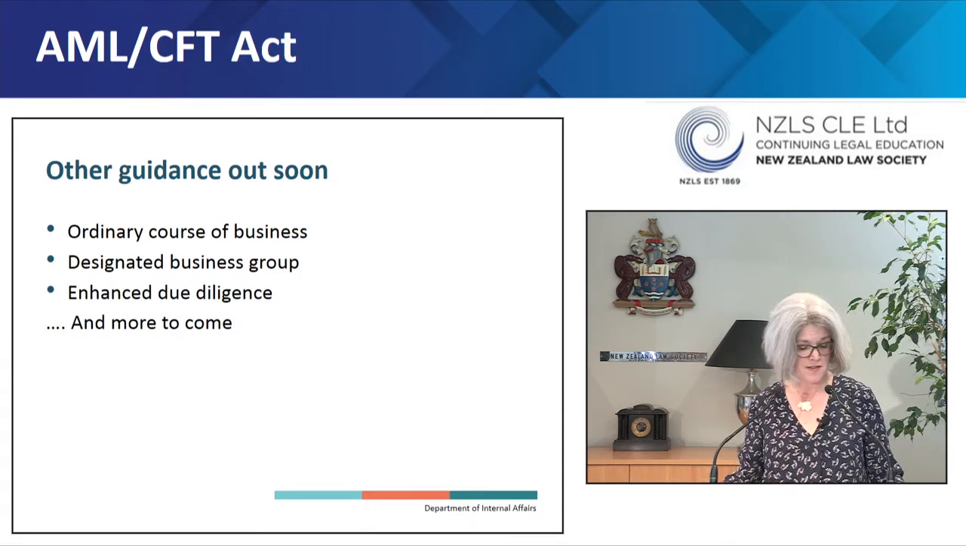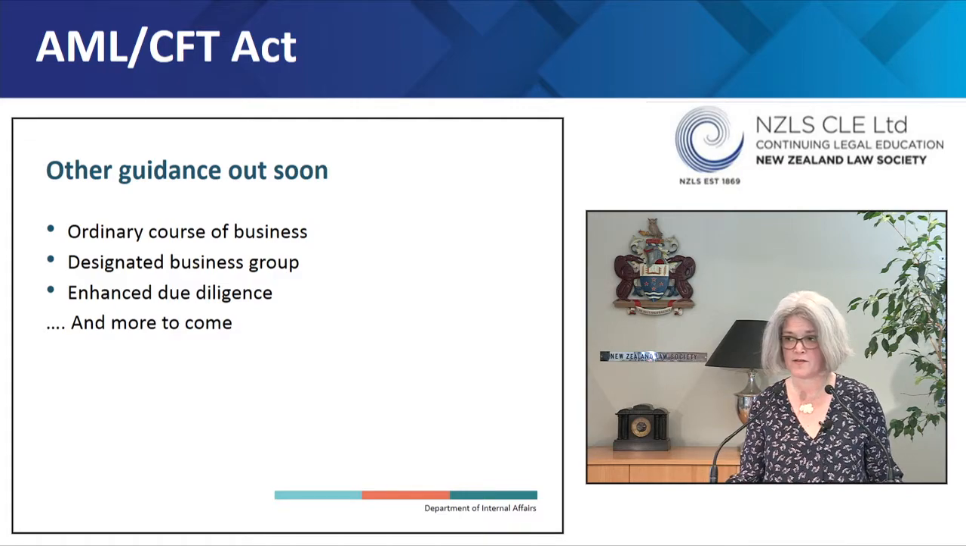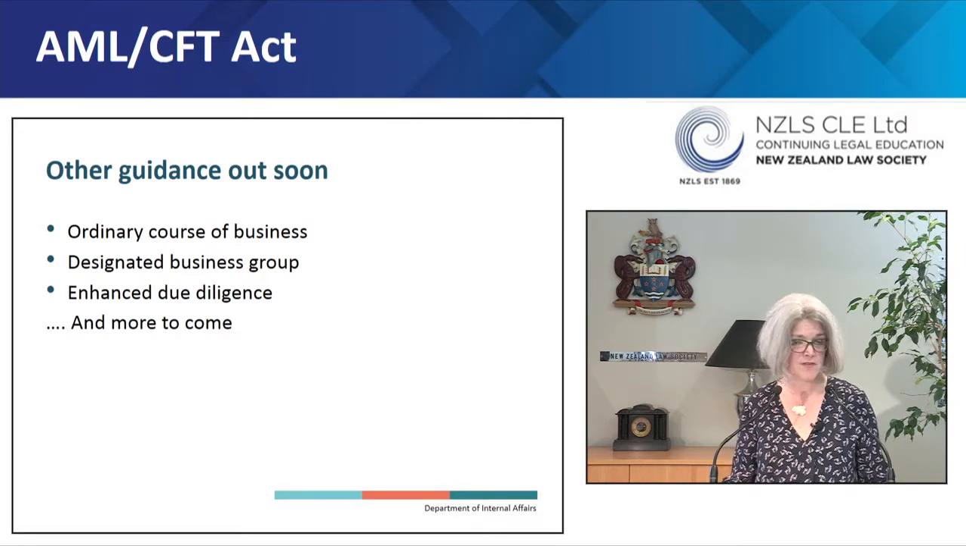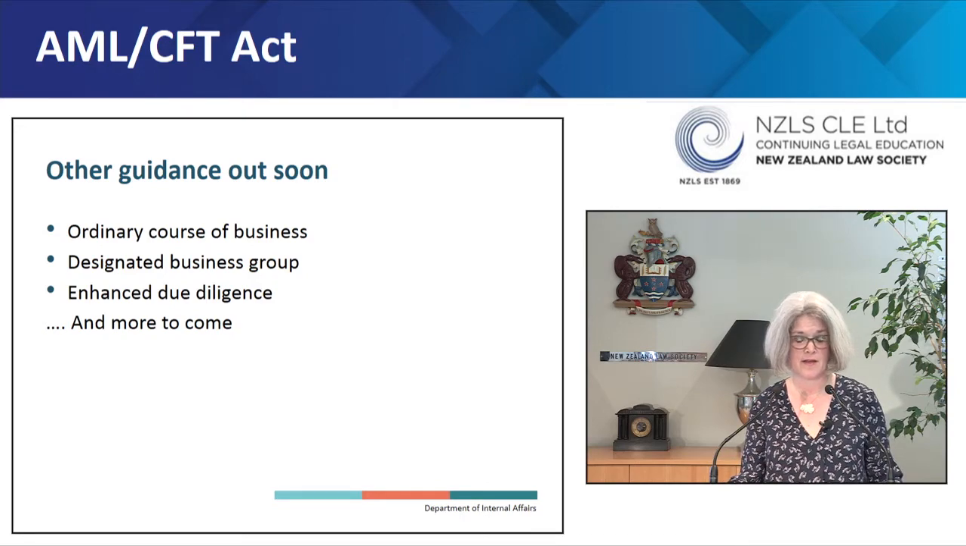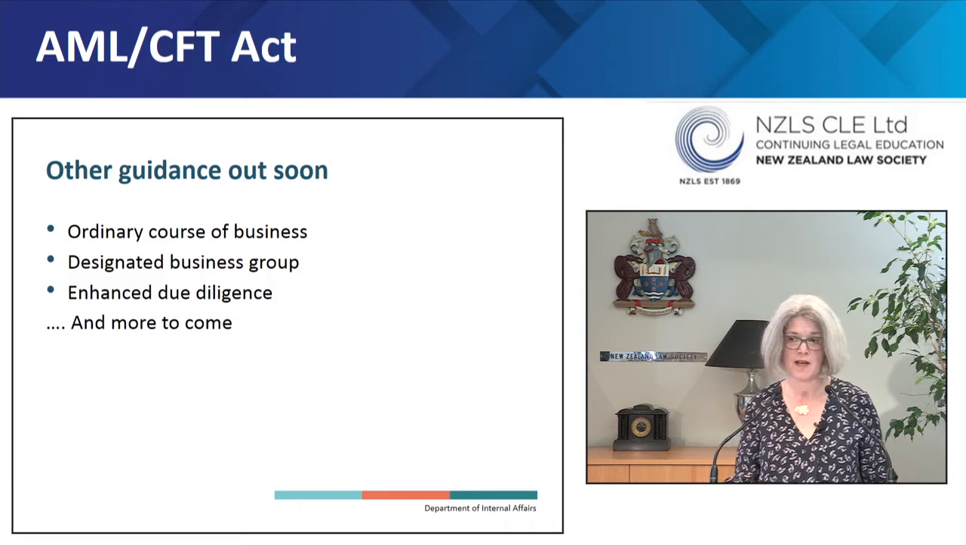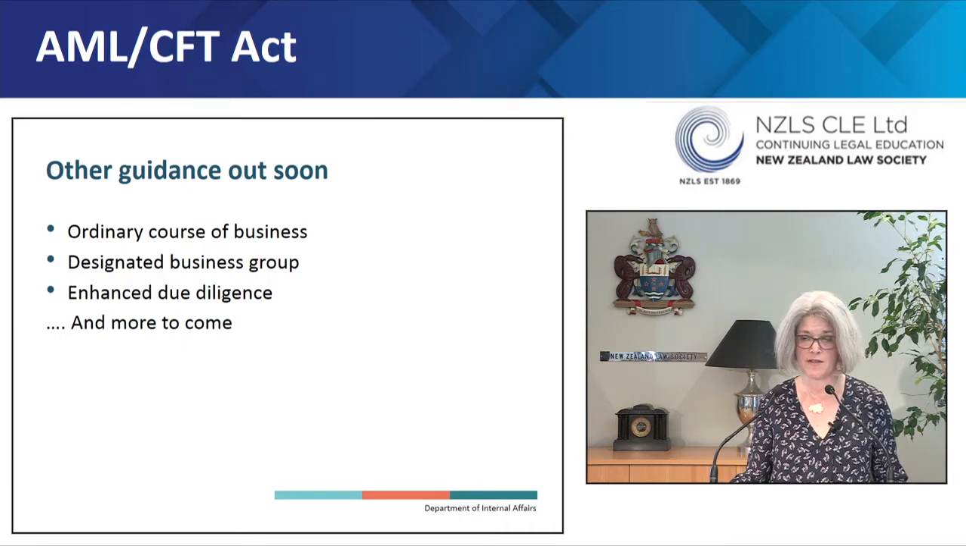Other guidance, which is out in December, we've got updates of the guidance on ordinary course of business, so how to determine whether an activity is part of your ordinary business. Guidance on how to set up a designated business group, and enhanced due diligence guidance, which is new. So enhanced due diligence is a complex issue, and we are creating some guidance to assist you through that area, which can be a little bit of a minefield. And there's more to come, so the existing guidance that's on our website will be progressively updated over the next 12 months or so.